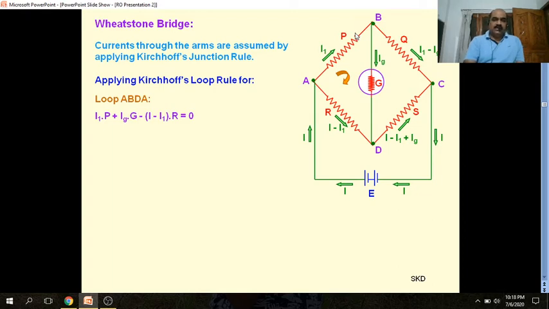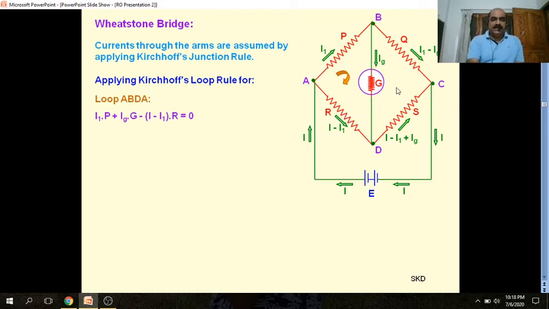So I1P plus IgG minus, a negative sign is taken because the current direction is opposite to the movement direction, and that's why minus I1 into R is equal to 0.